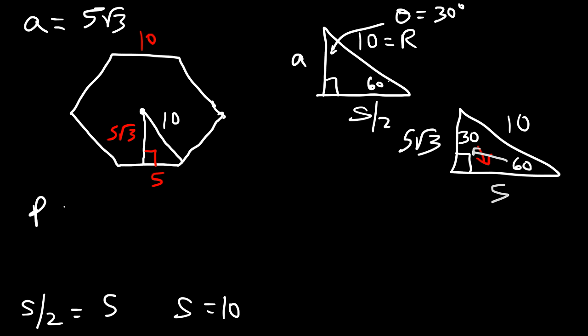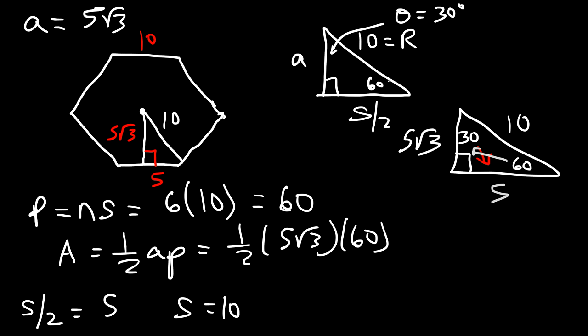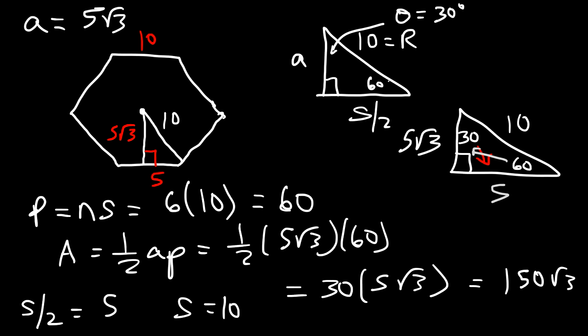Now let's calculate the perimeter. It's n times s. n is 6, we have 6 sides, and s is 10. So it's 60. The area is 1/2 AP. The apothem is 5 square root 3, and the perimeter is 60. Half of 60 is 30, and 30 times 5 is 150. So the area is 150 square root 3. And that's how you can calculate the area of a regular hexagon if you're given the radius.